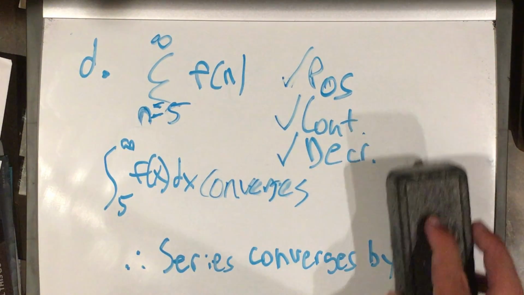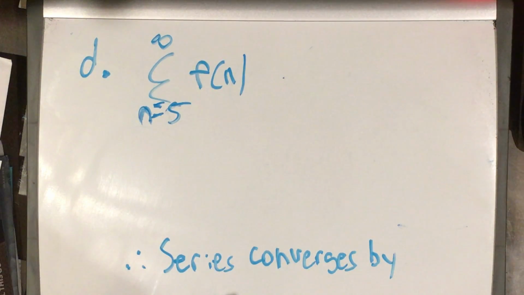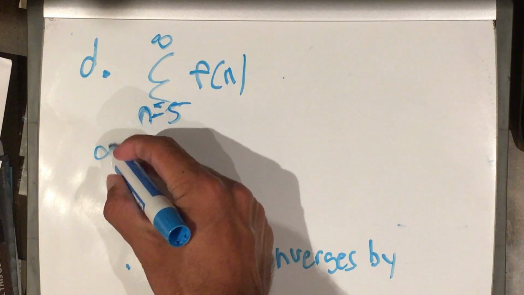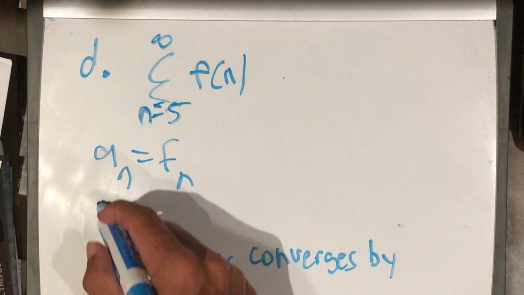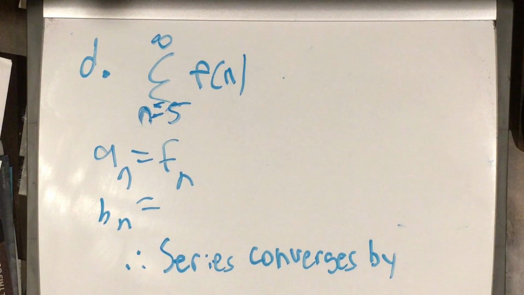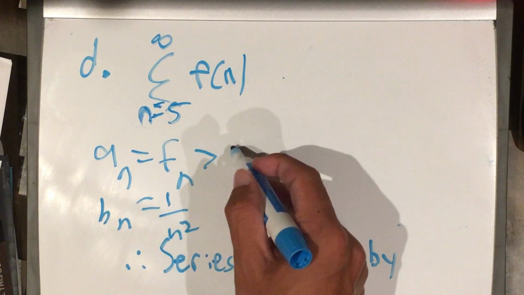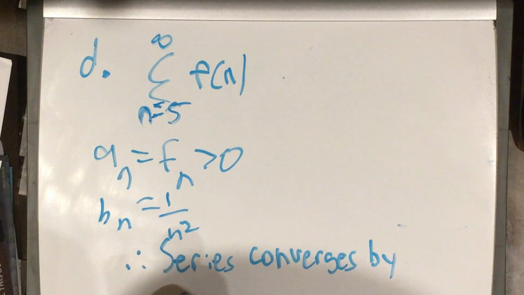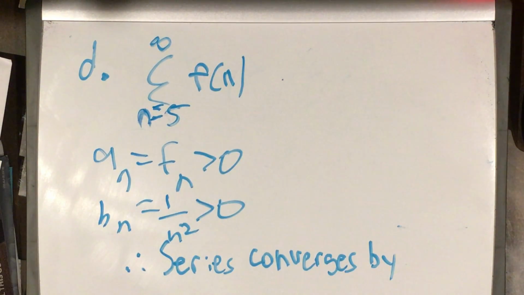But another way to approach the problem is using the limit comparison test. The way that works is you have your a sub n is f of n, and then what you're going to compare it to is b sub n, which is 1 over n squared in this scenario. And you say that both of these are greater than 0 for all n greater than or equal to 5.